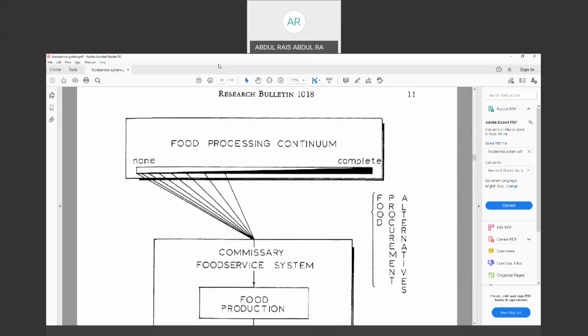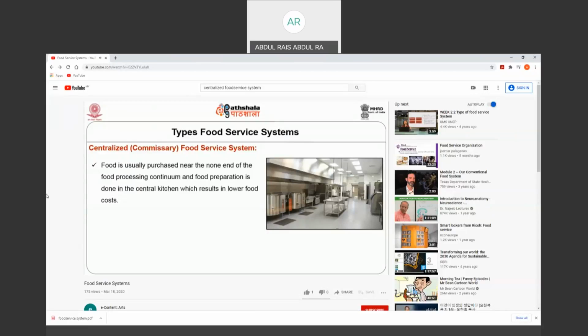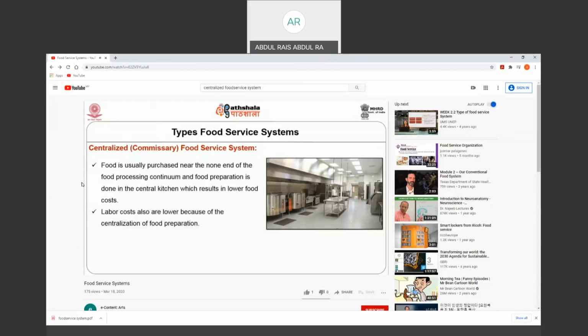Kenapa dia guna? Mari kita tengok video. Kita teruskan. Why? And food preparation is done in the central kitchen, which results in lower food costs. See, dia kata apa? When you purchase food near the non-end of the spectrum, meaning keadaan yang mentah, the food cost is lower. Okay? Labor costs also are lower because of the centralization of food preparation.